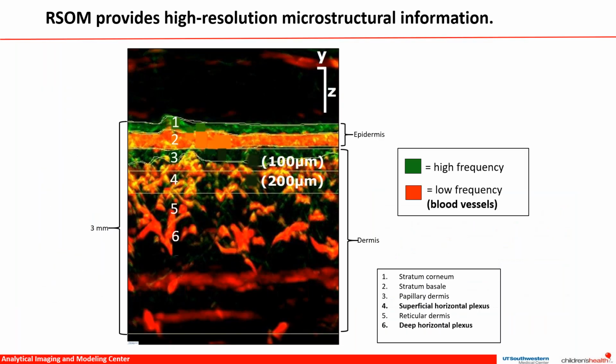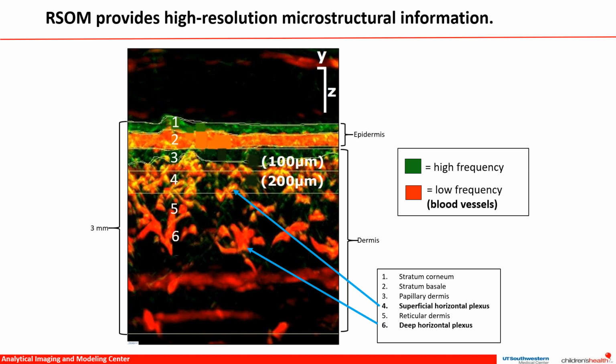With a penetration depth of 3 millimeters, RSOM provides microstructural information at the mesoscopic scale, or down to tens of micrometers. As seen in this scan, RSOM can clearly display a snapshot of the superficial features of the tissue, such as the superficial and deep horizontal plexus seen in red. The high-frequency signal in green displays smaller vessels and structures. The low-frequency signal in red shows the larger structures. These signals can be viewed simultaneously or separated out during analysis to study structures of smaller and larger sizes, respectively.